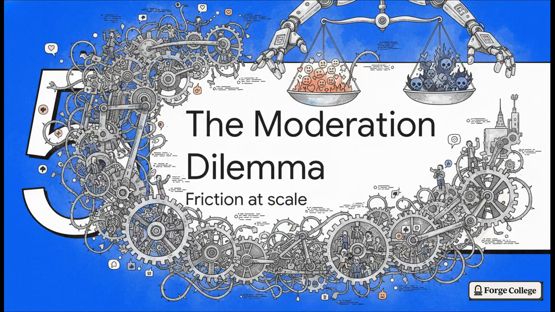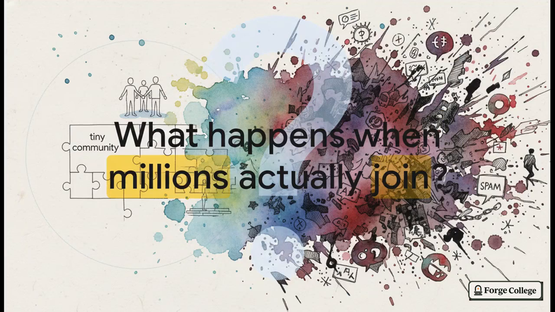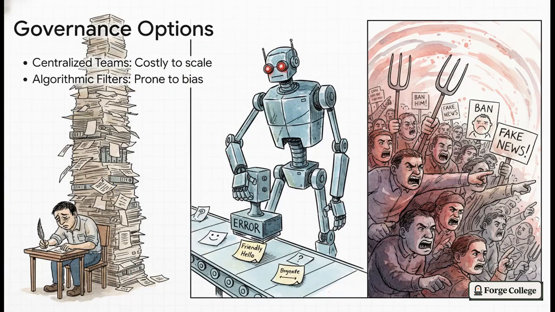Section 5, the moderation dilemma. Friction at scale. So, we really have to ask the big question. What actually happens to this pristine, beautifully designed blueprint when millions of real people join, and the unmoderated town square turns into absolute chaos? In a tiny community, everyone kind of just polices themselves. But at a scale of millions, bad actors, spam, and harmful content completely flood the system. Well, it creates this massive governance dilemma. And every single choice here has some pretty severe trade-offs.